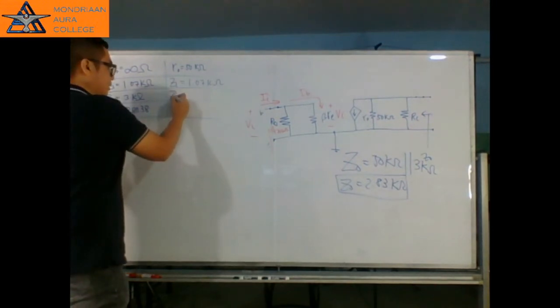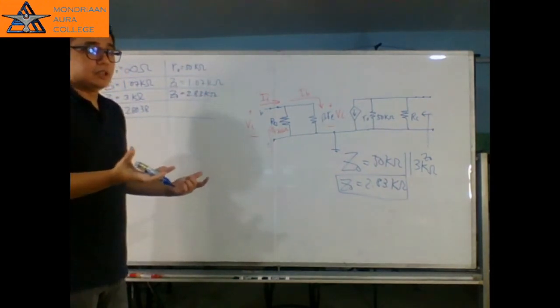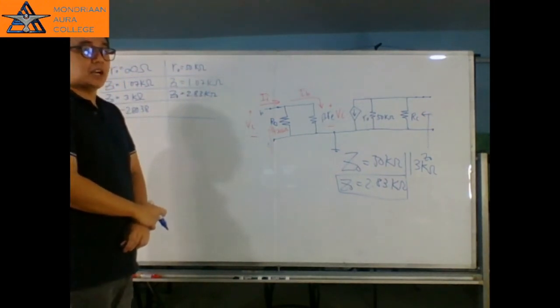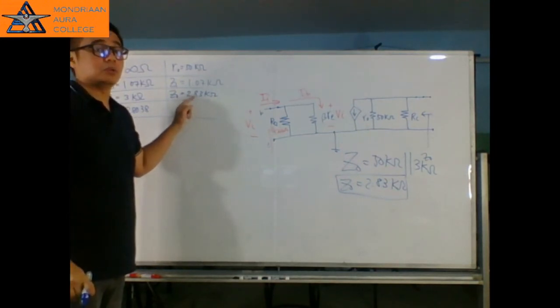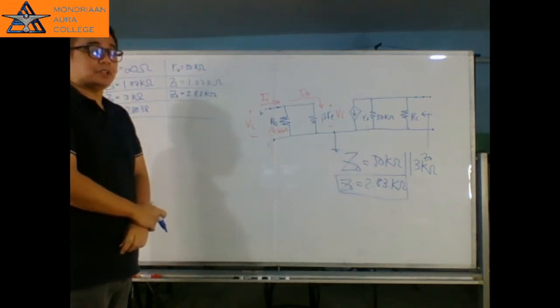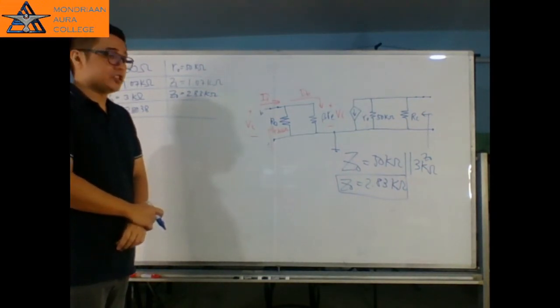Now, we have 2.83 kilo ohms. So halos walang effect doon sa ating output impedance, kasi kung i-round off mo ito, this is just equal to 3 kilo ohms pa rin. Now, let us calculate or solve for the voltage gain.